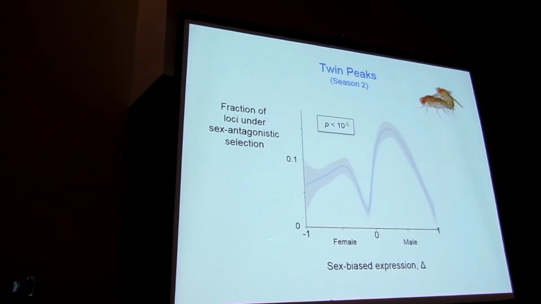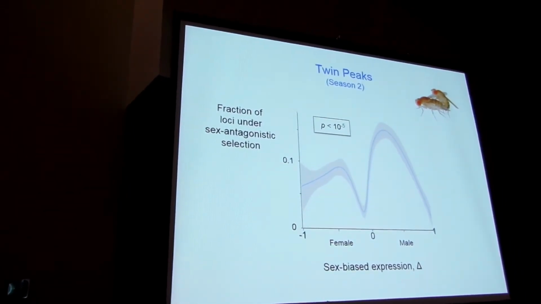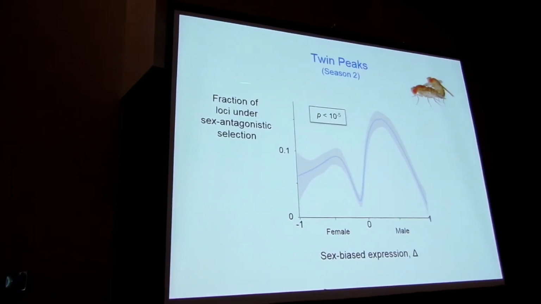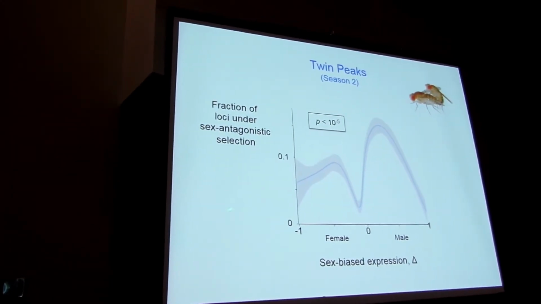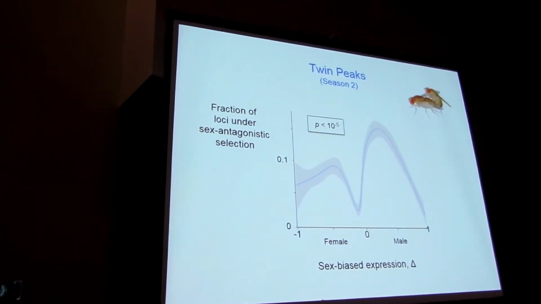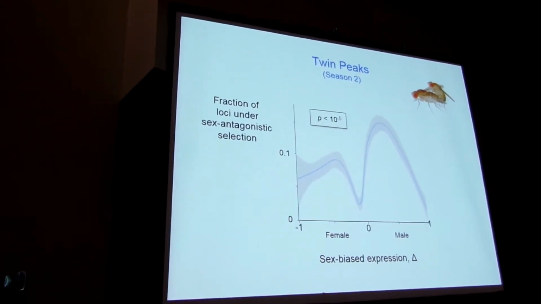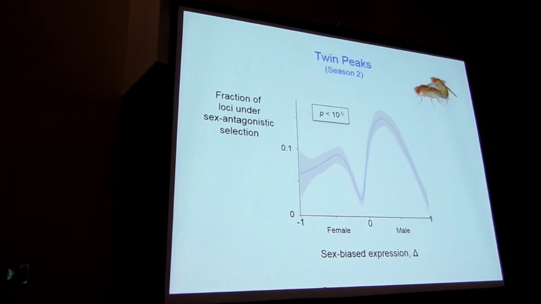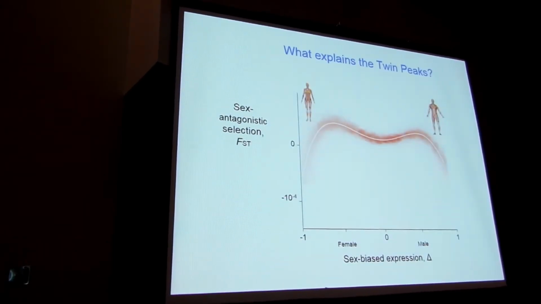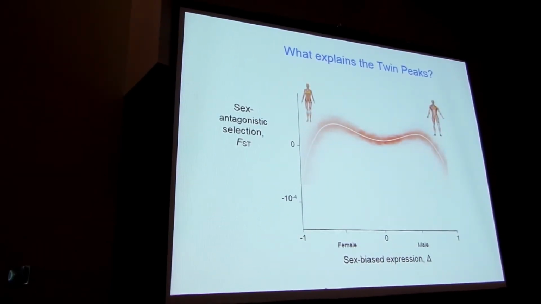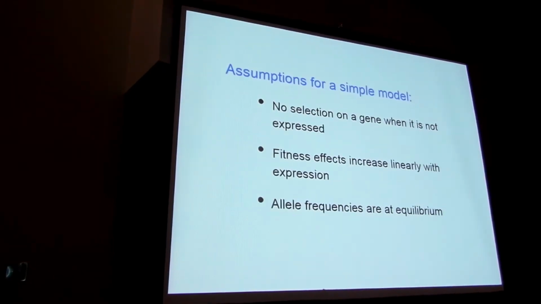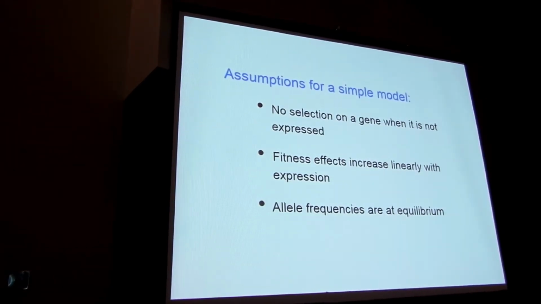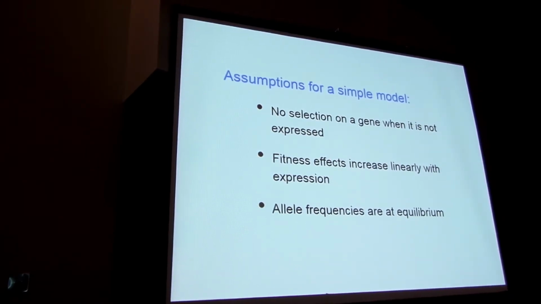So here's the horizontal axis, that's the sex bias. Vertical axis is the fraction of loci under sex antagonistic selection. And we get this very striking Twin Peaks pattern once again. Okay, so that's the pattern. How can we possibly explain that pattern? So Jenny and I decided that we would build the simplest possible model we could think of that would relate gene expression to selection. And here's how it goes.